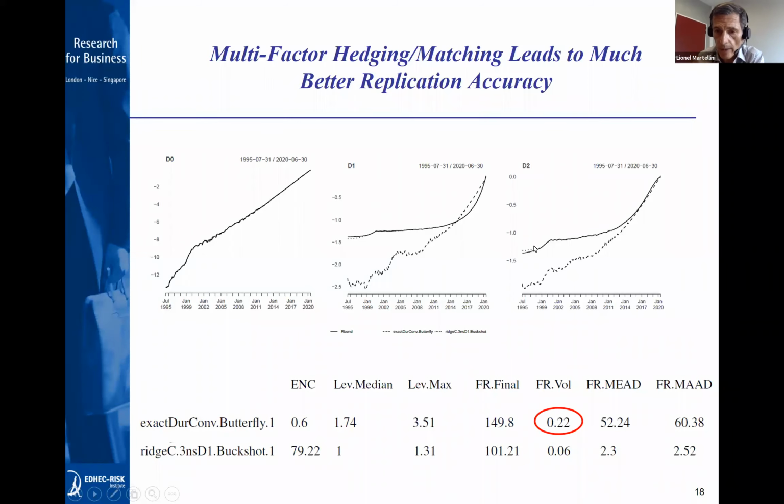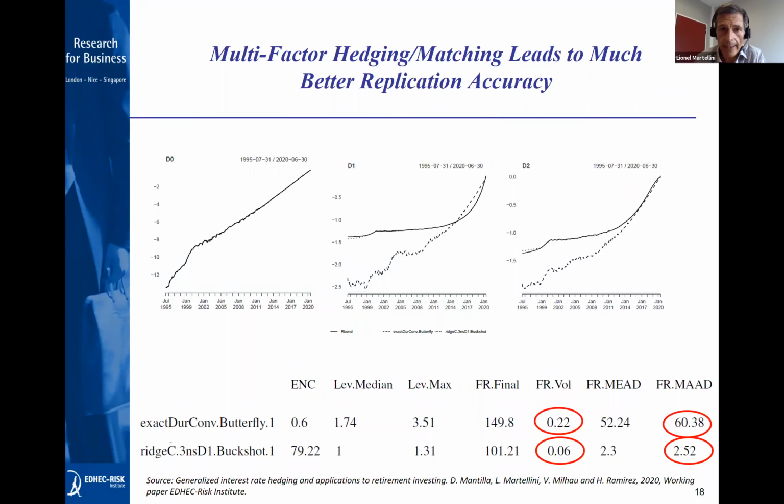What's the impact? Well, if you hedge only changes in the level, then that will generate a funding ratio volatility of 22% for your hedging portfolio. 22% is not good. Your hedging portfolio should have a low volatility. Now, if you hedge the three first factors, then you take it down to 6%. So that's a big, big improvement in terms of funding ratio volatility, which is one of these risk budgets that people are looking at.